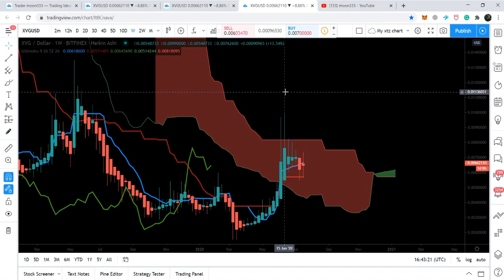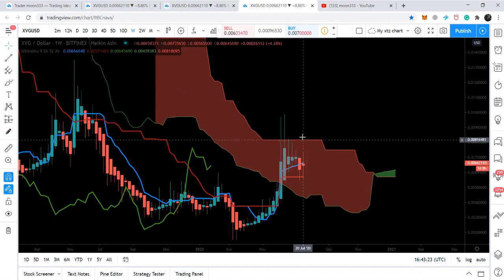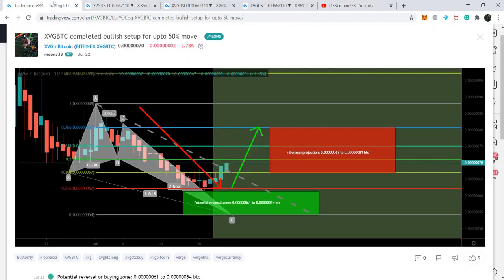I'm expecting that it will move more up to have another attempt to break out of this cloud. Otherwise, we can also set our stop loss here at the potential reversal zone of these patterns, in case the price action moves more down. But I'm expecting it will move up, and it will cross this 0.786 Fibonacci retracement level as well. So this was the update so far.